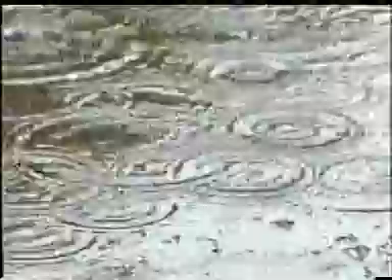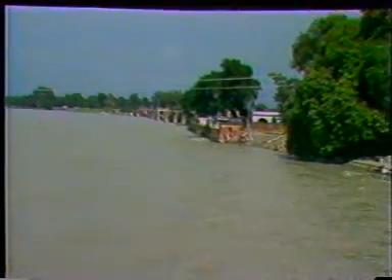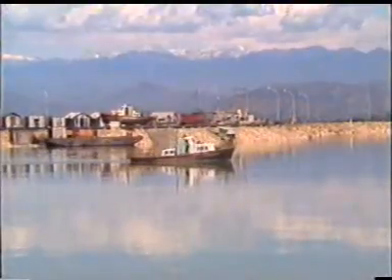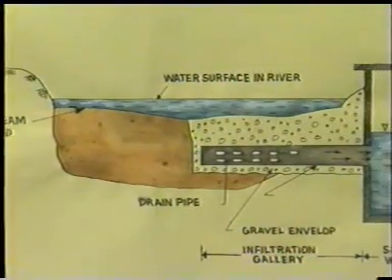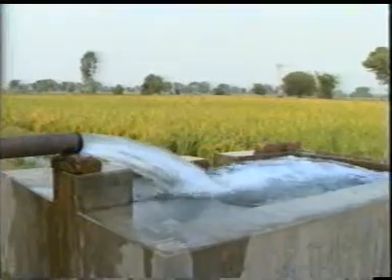Water, falling as rain on earth, is available to mankind from two sources: surface water sources and groundwater sources. Surface water sources include rivers, lakes, ponds, reservoirs, whereas groundwater sources include springs, horizontal galleries, wells, and tube wells.